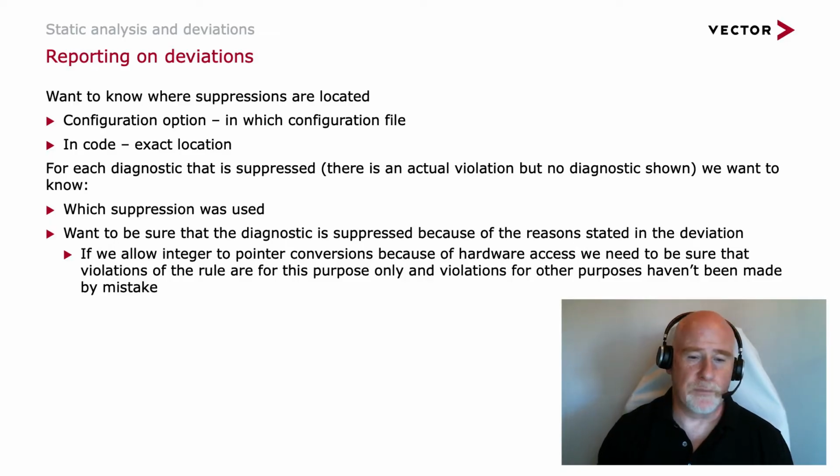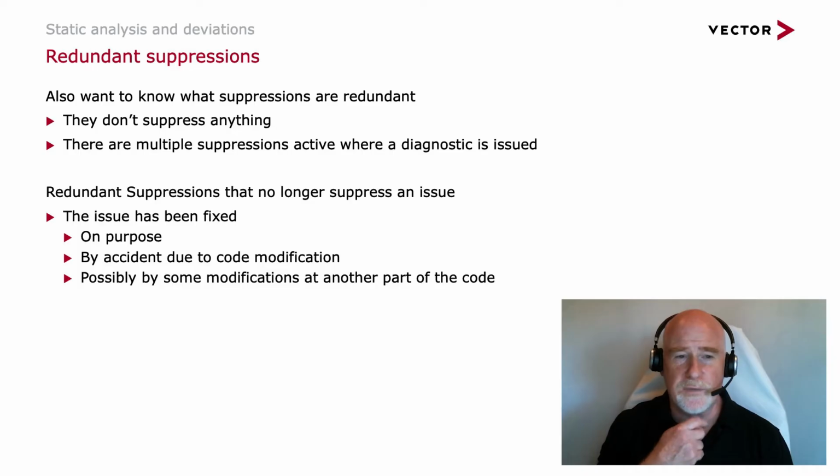So if we're allowing pointer conversions because of hardware access, we want to make sure that the violations of that rule are for that purpose only and not for other reasons that someone may have made by mistake or intentionally. We also want to know if there's any redundant suppressions, so suppressions that don't suppress anything, or multiple suppressions in play when a diagnostic is issued.